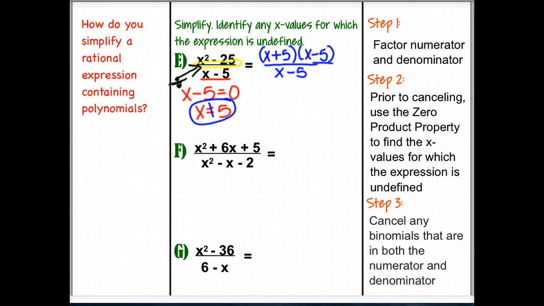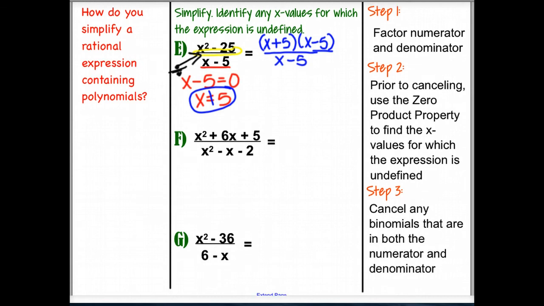Step 3 then is going to be to cancel any binomials that are in both the numerator and the denominator. Here I see that there's an x minus 5 in the top and bottom, which leaves me with this x plus 5, so that x plus 5 is my simplified expression. Moving on to example F.